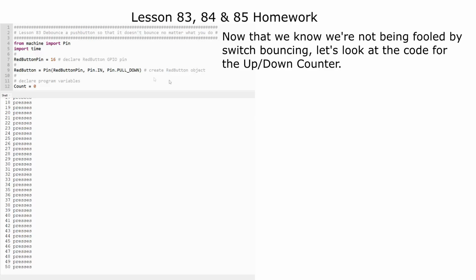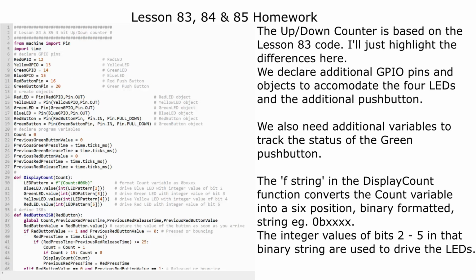Now that we know we're not being fooled by switch bouncing, let's look at the code for the up-down counter. The up-down counter is based on the Lesson 83 code. I'll just highlight the differences here. We declare additional GPIO pins and objects to accommodate the 4 LEDs and the additional push button. We also need additional variables to track the status of the green push button. The F string in the display count function converts the count variable into a 6-position binary formatted string as shown here. The integer values of bits 2 through 5 in that binary string are used to drive the LEDs.